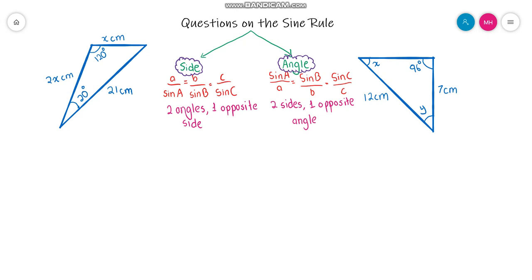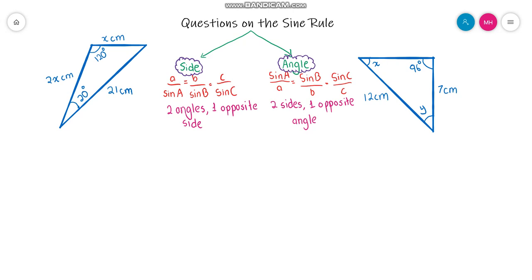So in this video I'm going to further enhance our understanding of the sine rule. We said that the sine rule is a topic in trigonometry which is applied on non-right angle triangles, or basically scalene triangles. And we said that there are two versions of the formula. One is for calculating a side, and one is used when you're calculating an angle.